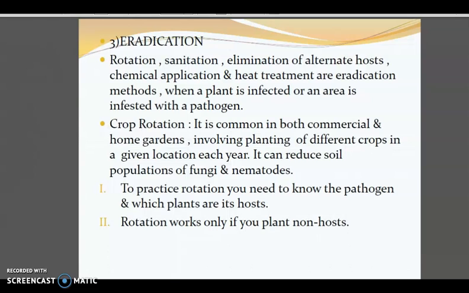In eradication, the first method is crop rotation. It is common in both commercial and home gardens, involving planting of different crops in a given location each year. It can reduce soil populations of fungi and nematodes. The rotation will only work if you plant a non-host. And to practice rotation, you need to know the pathogen and which plants are exposed.